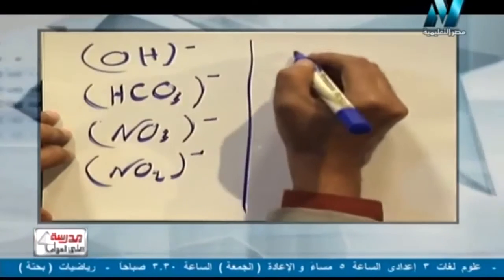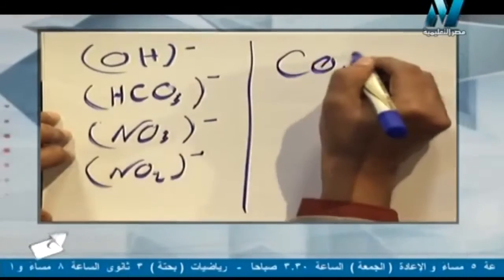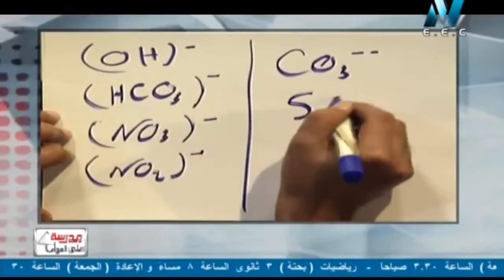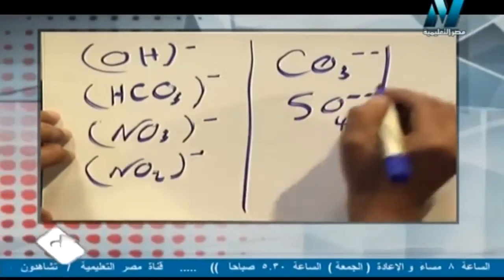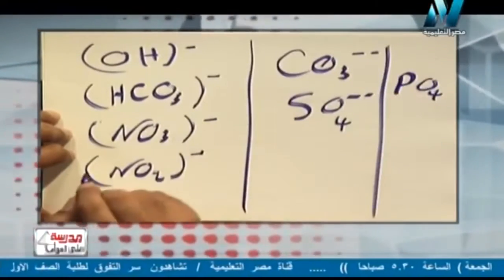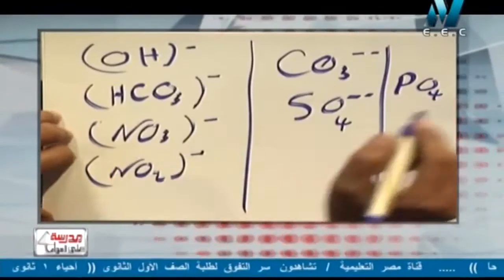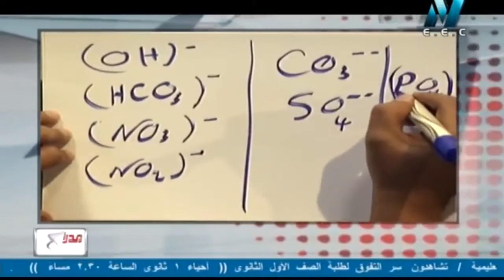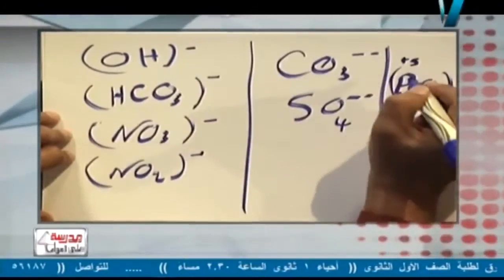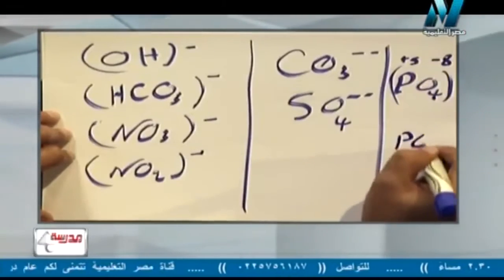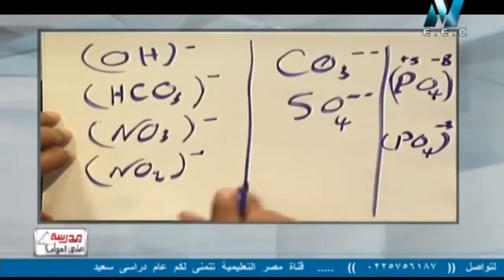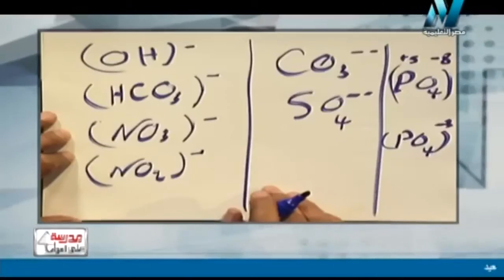Monovalent. CO3, carbonate. SO4, sulfate. And we have PO4, phosphate. Phosphorus is positive 5 and O4 is 2 by 4 equal negative 8, so it will be negative 3. We must be careful when we want to write a correct equation, and we have to be careful with dealing with these atomic groups.